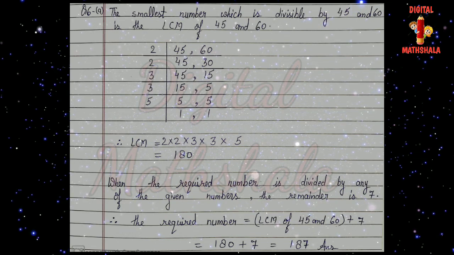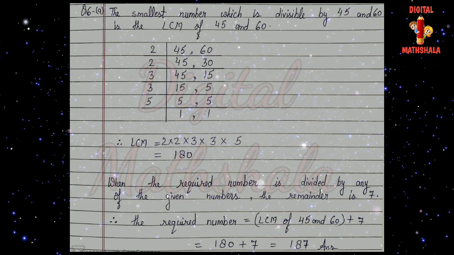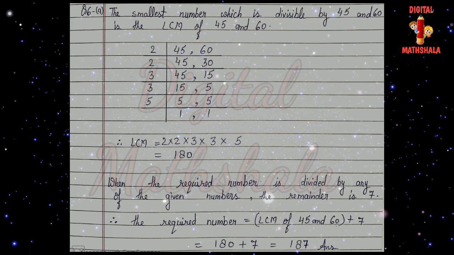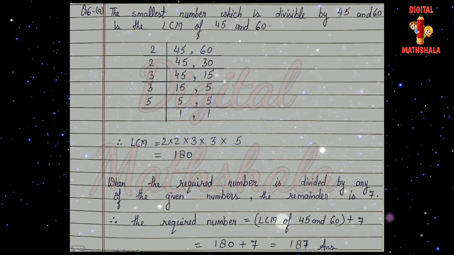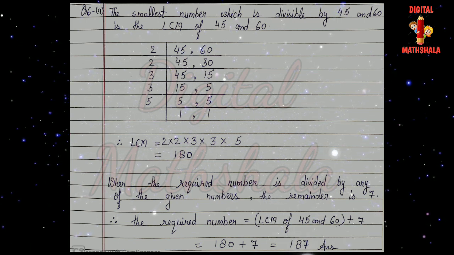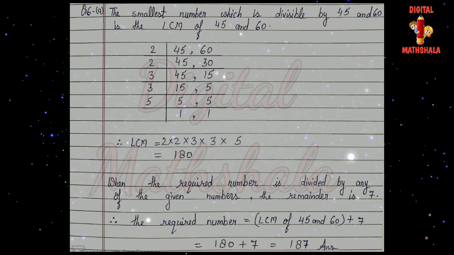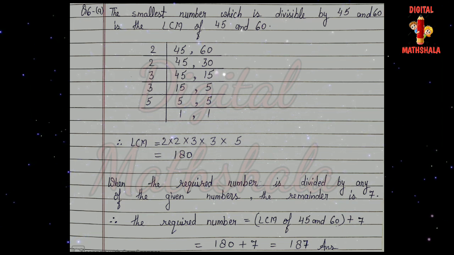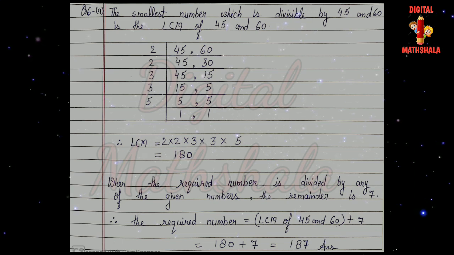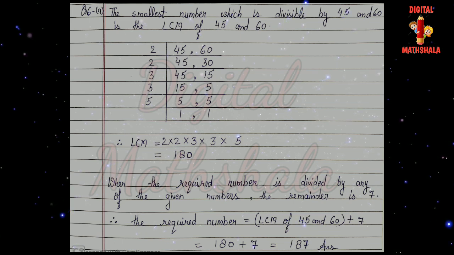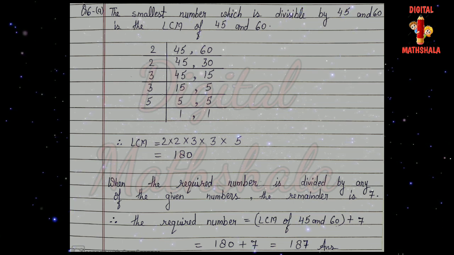So for solving this, first of all we will write 45 and 60 together, and we will try to find out the LCM. As we have already solved LCM many times in the previous question, I hope now you can easily find out the LCM. So after dividing, we have the factors 2 multiply 2 multiply 3 multiply 3 multiply 5, and when we multiply we will have 180. So here 180 is the LCM of these two numbers.